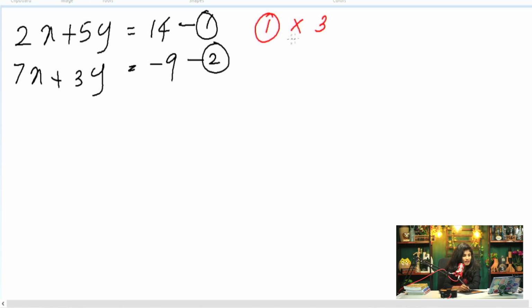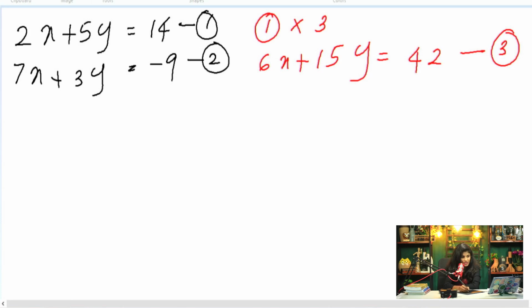So we will multiply equation 1 by 3. 2x times 3 means 6x, plus 15y, equals 14 times 3. 4 times 3 is 12, 1 is remaining, 3 times 1 is 3, plus 1, 4. This is my equation number 3.